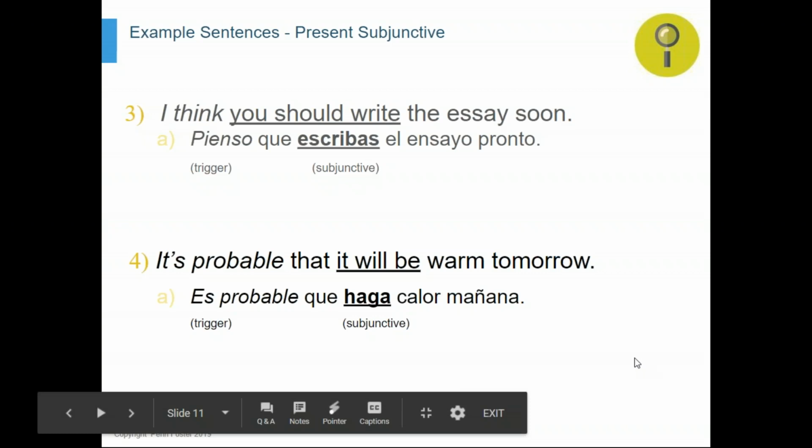Okay, so just four prime examples of how to use present subjunctive within different contexts, triggered by different things like phrases or verbs.